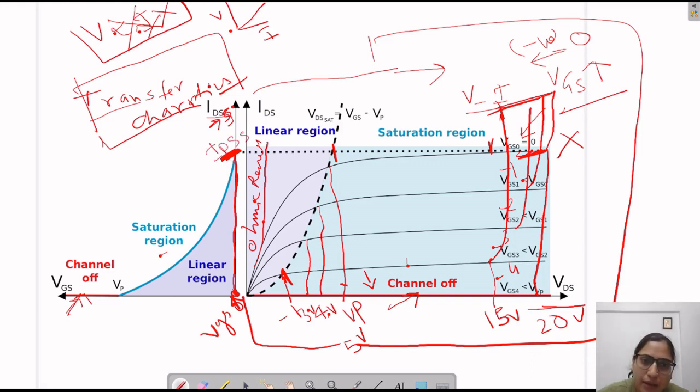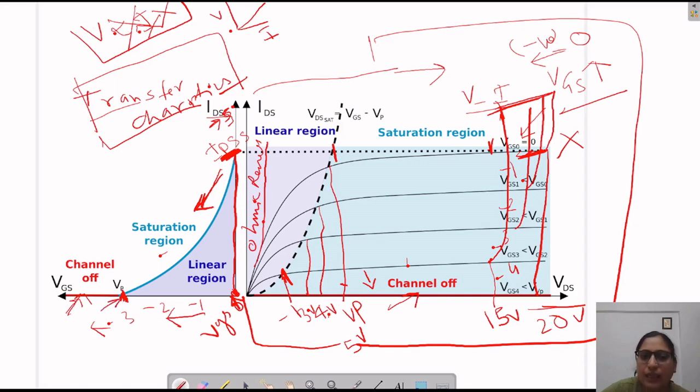Now what is happening? The current is gradually decreasing as we move forward. When VGS becomes more negative, let's suppose -1, -2, -3, the negative reverse bias is increasing, and the current is gradually decreasing and flowing in this section. When this current finally becomes 0, this is a 0 level, this is a 0 scale.